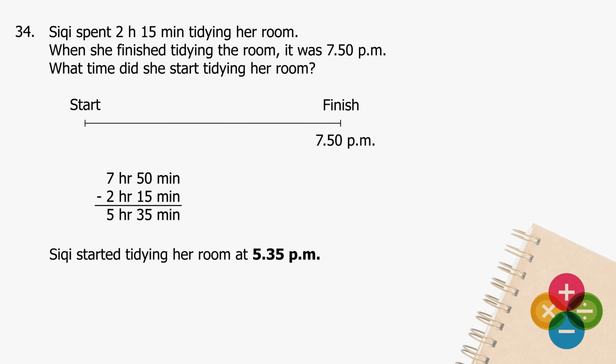Sigi finished tidying her room at 7:50 p.m. Subtracting 2 hours 15 minutes from 7 hours 50 minutes, you will get the answer 5 hours 35 minutes. So Sigi started tidying her room at 5:35 p.m.